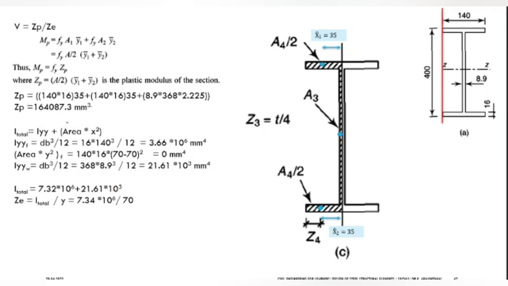7.34 into 10 power 6 divided by y. What do you mean by y here? It is the distance. So what is the neutral axis distance? Total 140, so your neutral axis will be at 70. If you divide this component by 70, what is your answer?